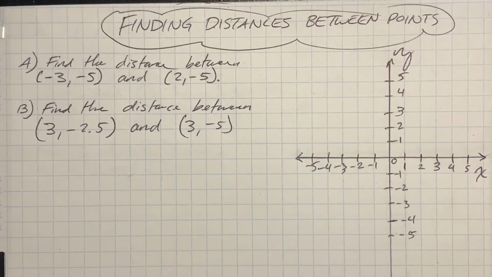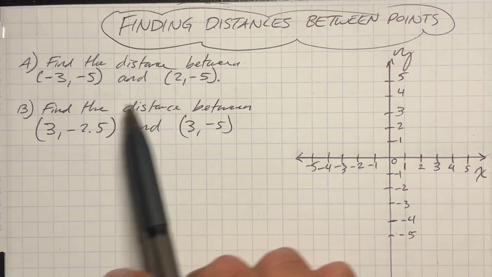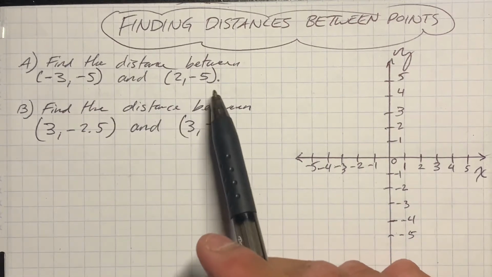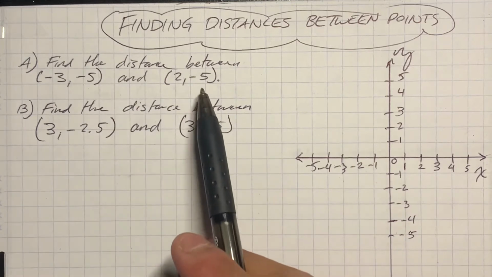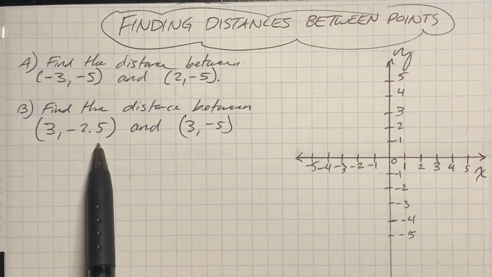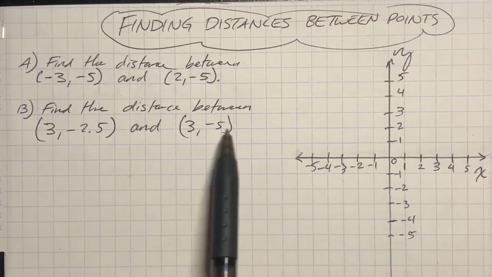All right, with this example, we're going to find distances between points. So we have two examples. First, we're going to find a distance between -3 and -5, and also +2 and -5. So we got to plot these 2 points. Then for B, we're going to find a distance between +3 and -2.5, and also +3 and -5.